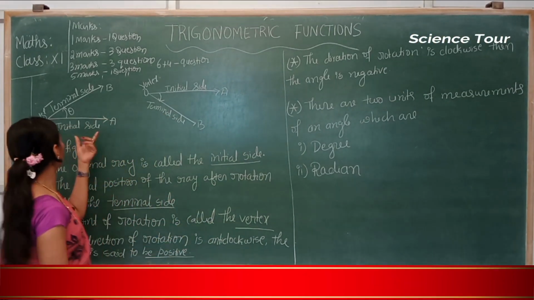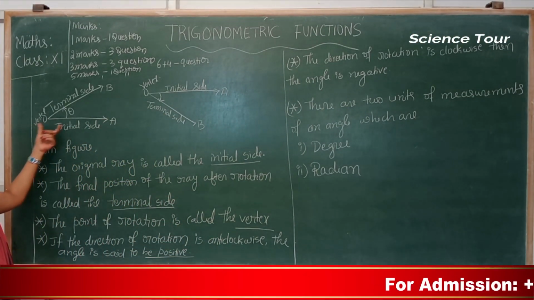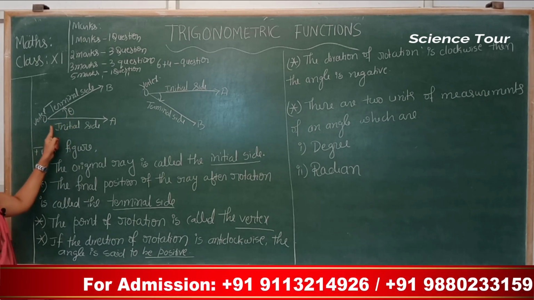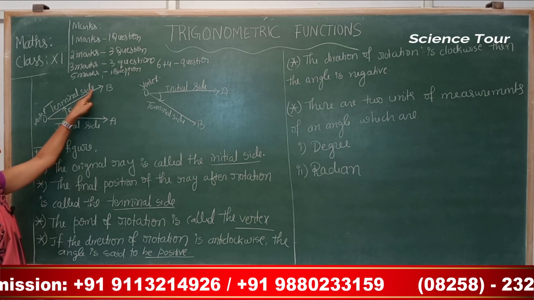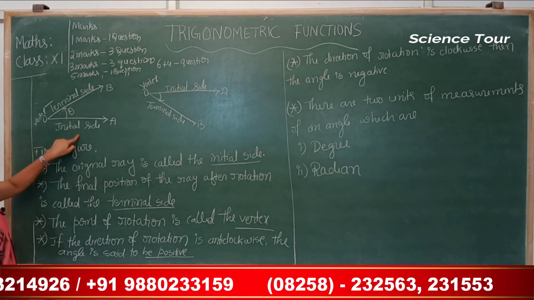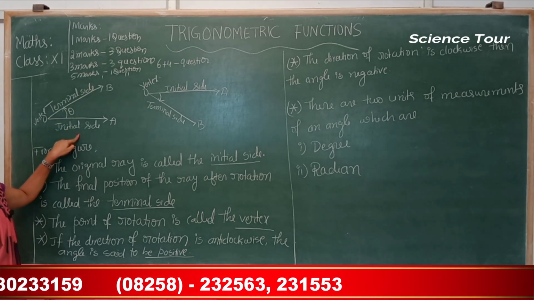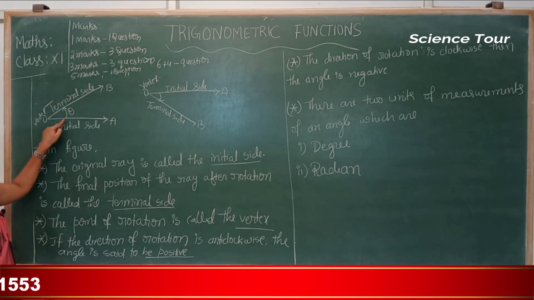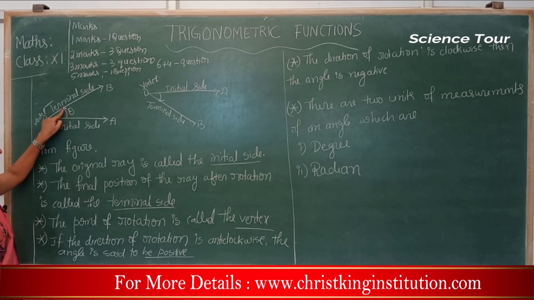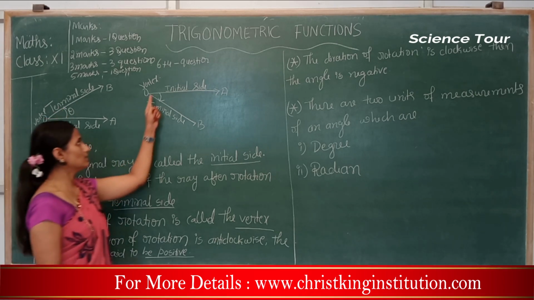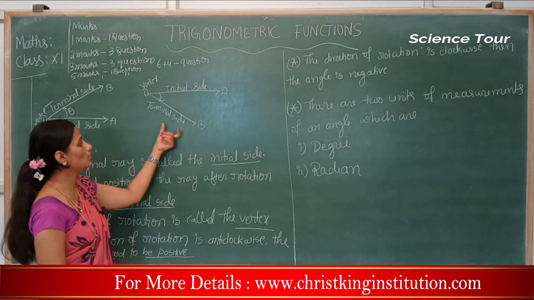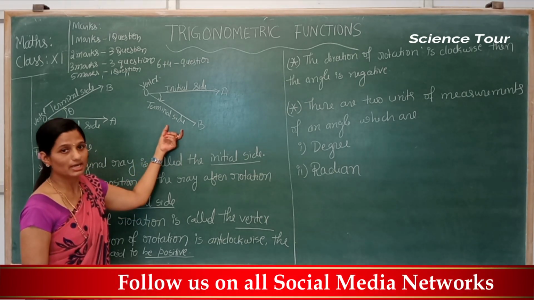Now we already discussed this figure, the measurement of angle. This is called the initial side and this side is the terminal side. Now is this a positive angle or a negative angle? This is a positive angle because it is in anti-clockwise direction. See the arrow mark, this is in anti-clockwise direction. In the other figure the direction is negative, that means clockwise, so the angle measurement is a negative angle.